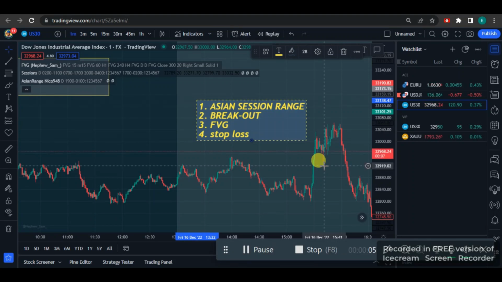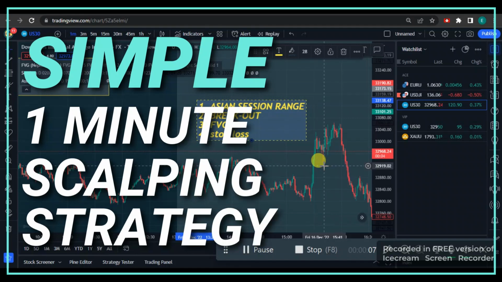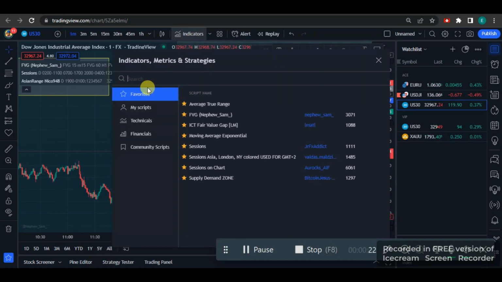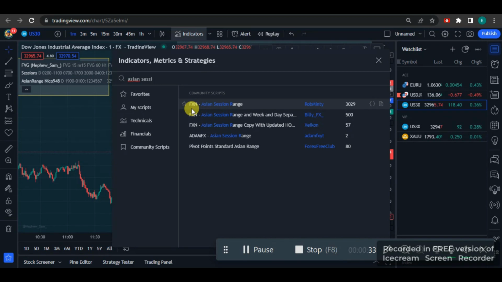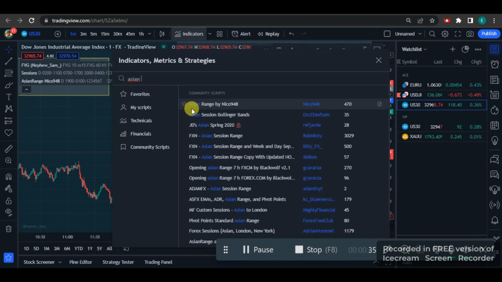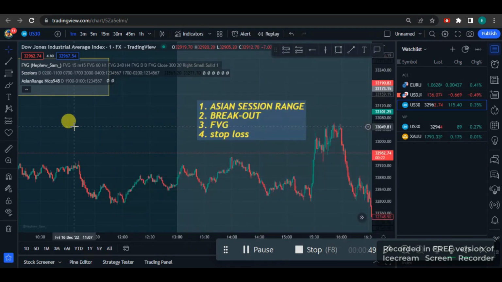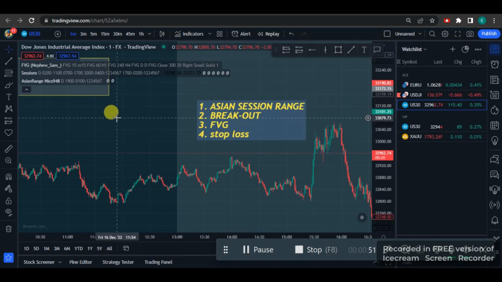So in this video I'll be showing you guys a very simple 1-minute scalping strategy using smart money and the 1-minute time frame. So first and foremost, for this strategy to work, you want to come to this indicator section here and search for an indicator called Asian Session Range. Guys, if you don't see it like that, just search for Asian Range. You see this indicator by Nico 98948, then you add that to your chart.